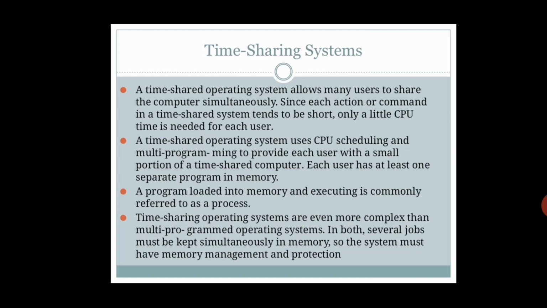The next one is, time sharing operating systems are even more complex than multi-programmed operating systems. In both, several jobs must be kept simultaneously in memory, so the system must have memory management and protection, obviously. In a multi-programmed operating system, many programs are running in a particular system and they will be in a queue. In the previous session we discussed this, isn't it? We showed one simple chart, or image. In that image, one OS keeps track of the rest of the programs or jobs in a queue. That is nothing but a multi-programmed operating system.